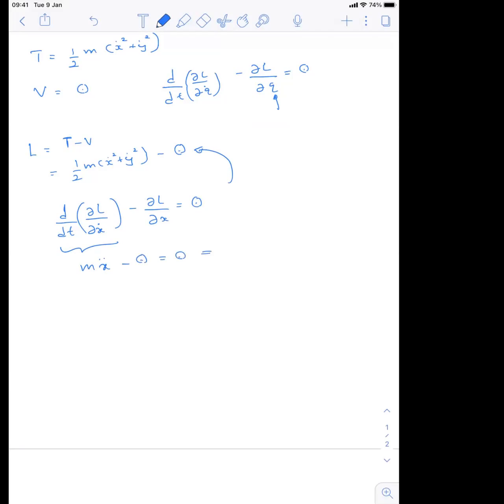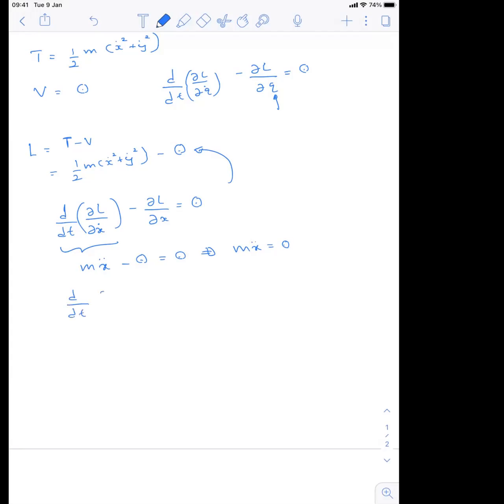Minus 0. So basically the answer will be m x double dot equals 0, right? So there are no external forces. This is like F equals ma now, right? So you can get the same answer by applying Newton's law as well, right?